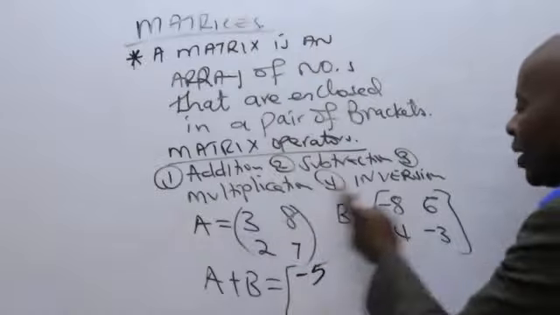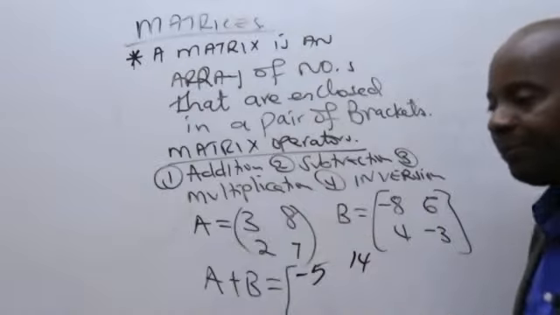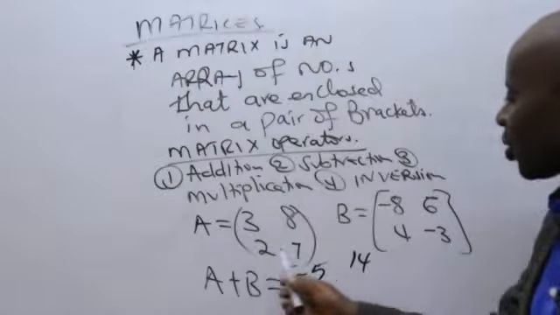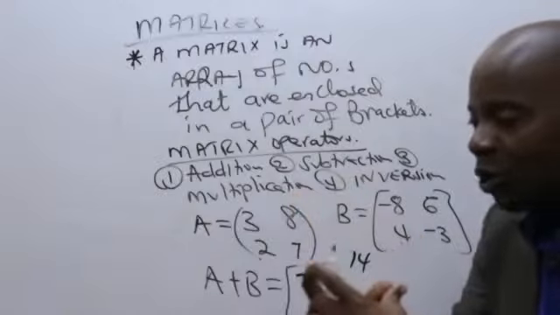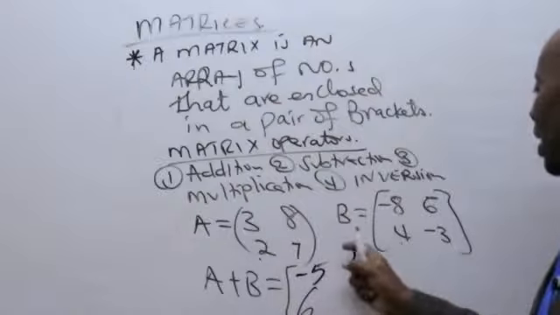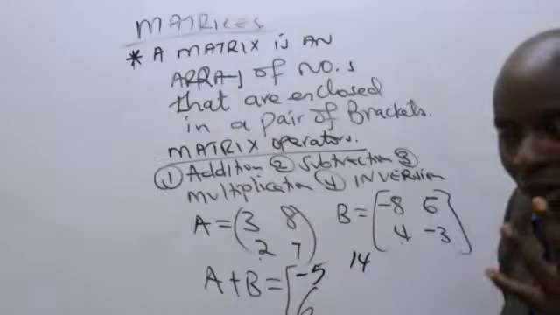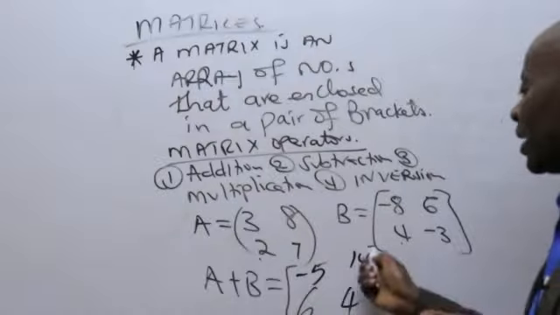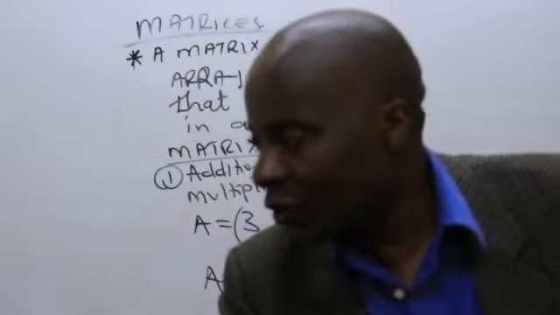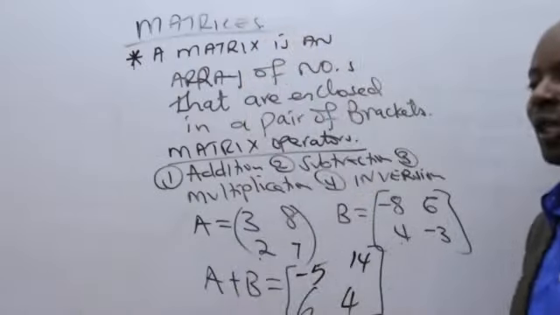And then we have the second elements that are corresponding. So we have 8 plus 6 giving us what here? 14. 8 plus 6 gives us 14 there. And then we have the third element. So we have 2 and the 4. When you consolidate them together through addition, 2 plus 4 will give us 6. And then we have 7 plus minus 3, that gives us 4. And that is it as pertains to addition of matrices. So addition of matrices really is not a tough thing.